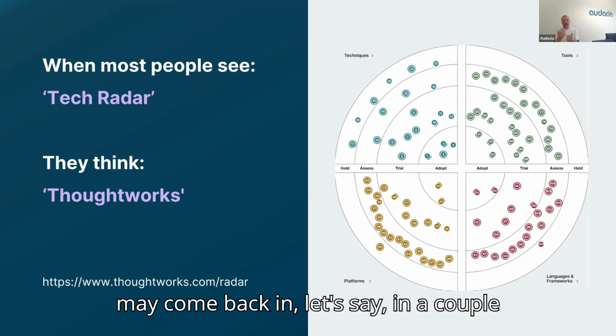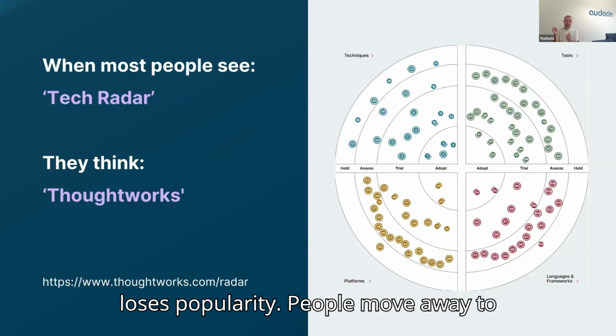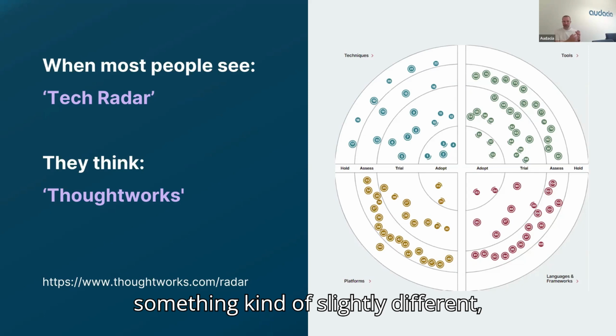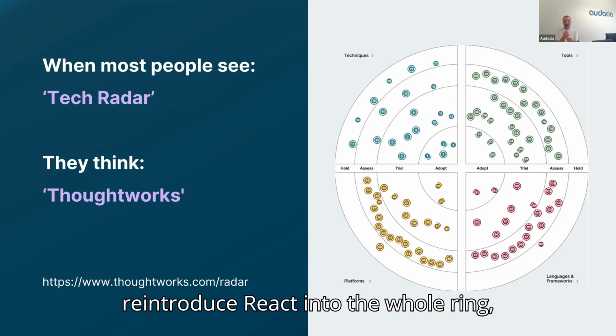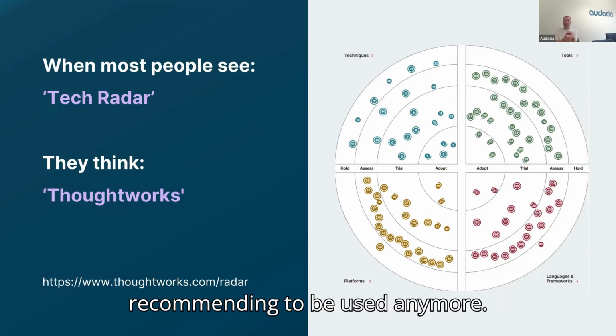Something may then come back in, like say in a couple of years React massively loses popularity, and people move away to something slightly different, slightly better. You may then want to reintroduce React into the hold ring just so there's a representation there of actually this is something we're not recommending to be used anymore.